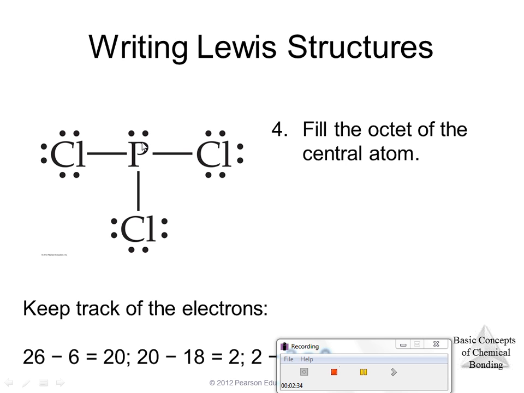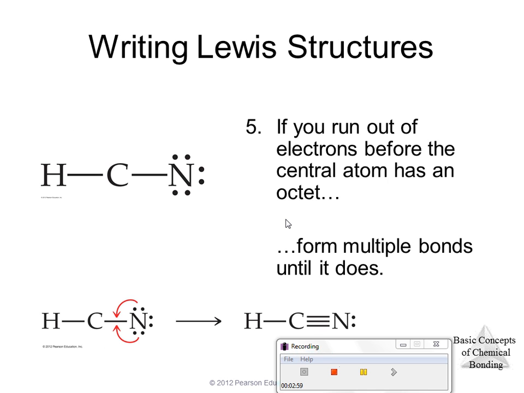Phosphorus was short 2 for an octet, so we put that as a lone pair on top of phosphorus. Check the octets: 2, 4, 6, 8 on chlorine, 2, 4, 6, 8 on chlorine, 2, 4, 6, 8 on chlorine, 2, 4, 6, 8 on phosphorus. Lewis diagram, all 26 electrons on the structure.